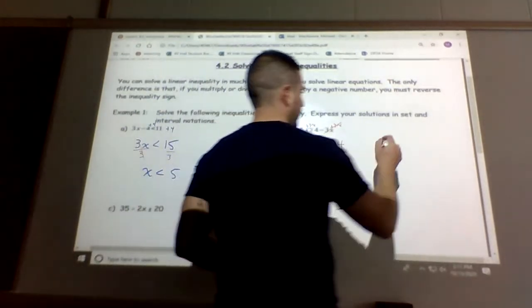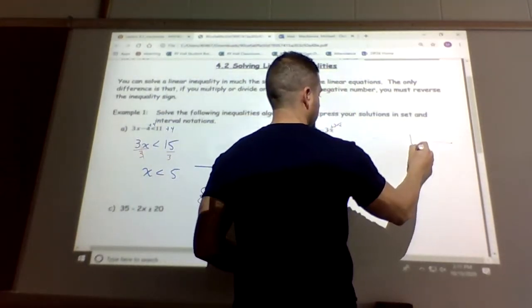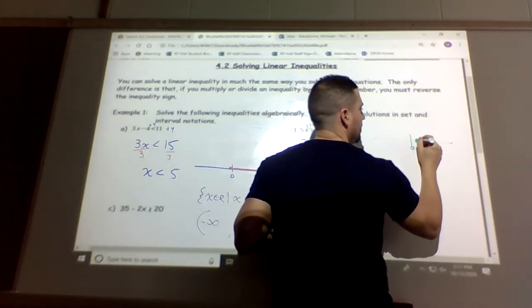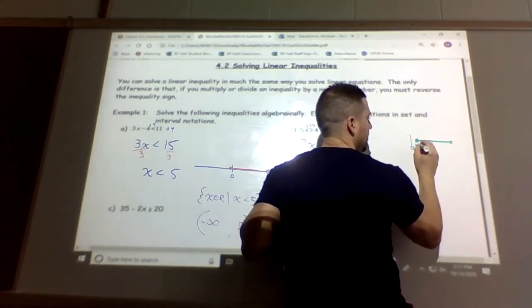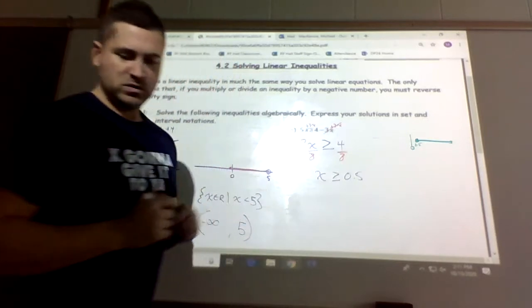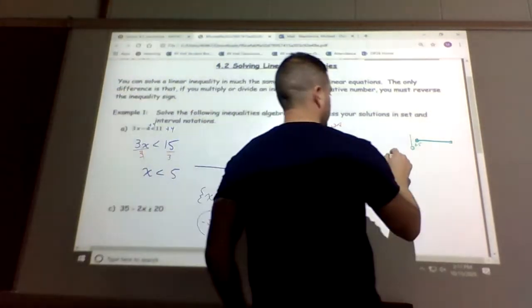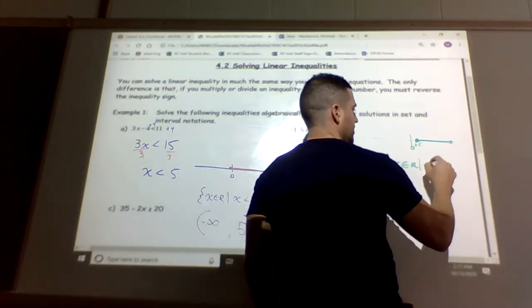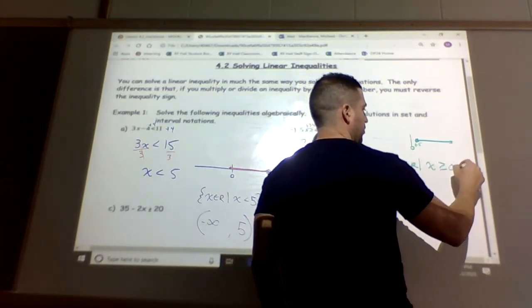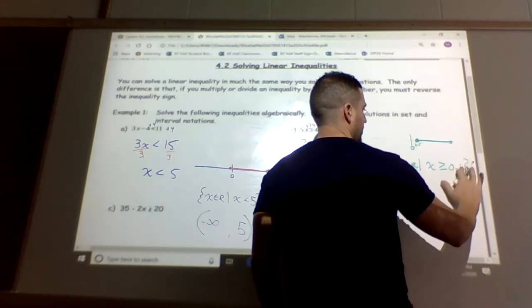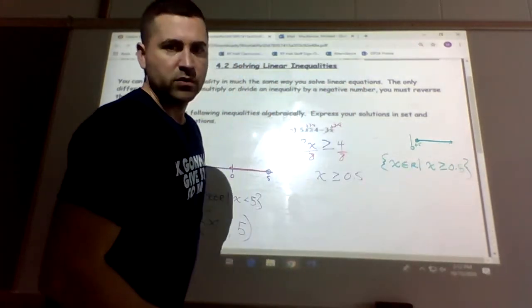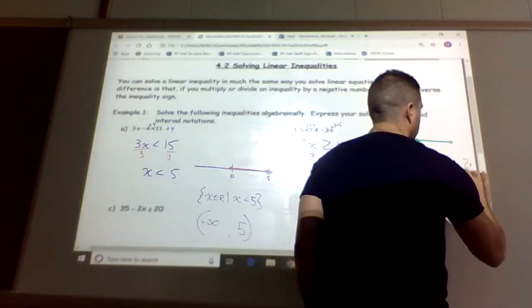Okay, on a number line, imagine 0, so everything's greater than or equal to 0.5. So it'd be something going this way. This would be 0.5. So set notation, it's just this, but include the x element of the reals. x element of the reals such that x is greater than or equal to 0.5. You guys can see that.